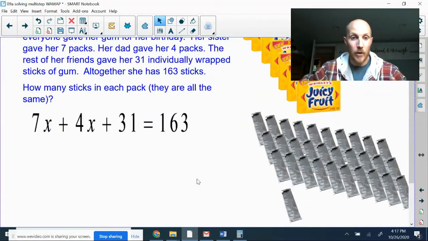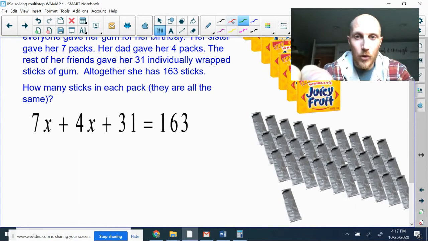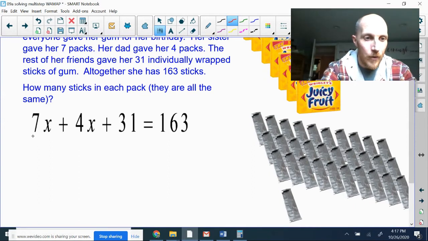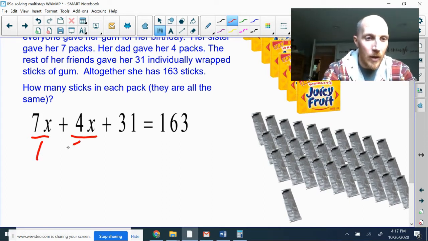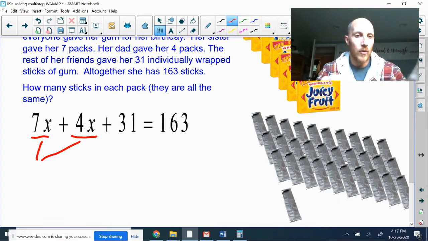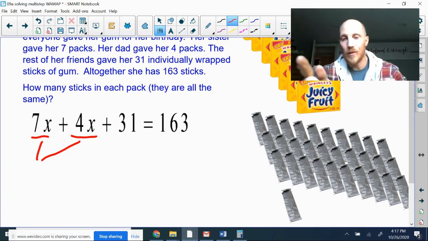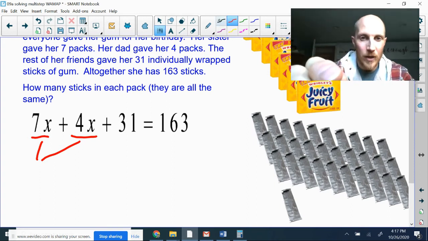So that is actually what I'm going to do as my first step. I'm going to combine like terms. So I got 7x's here plus another 4x's here. Combining like terms means find the x's and put those together, find the constants or the numbers, put those together. You can do this as long as things are on the same side of the equal sign. So here's my equal sign. I'll just use a highlighter right there.